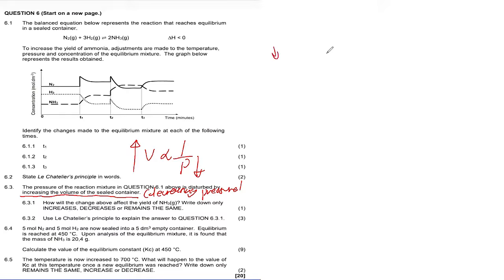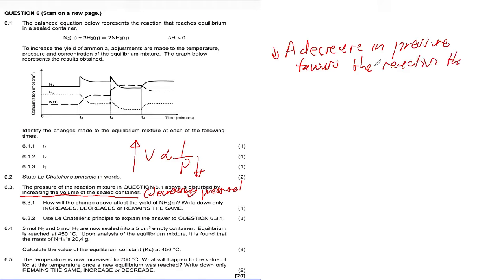Now, we do understand that according to Le Chatelier, a decrease in pressure favors the reaction that produces more number of gas moles.